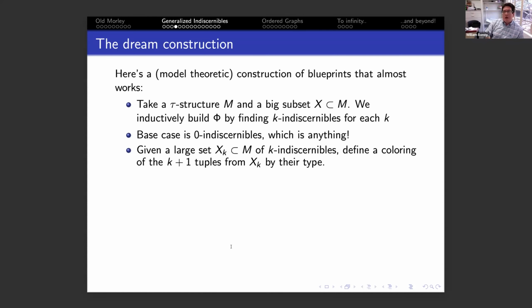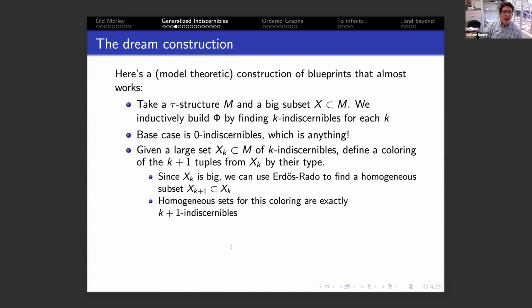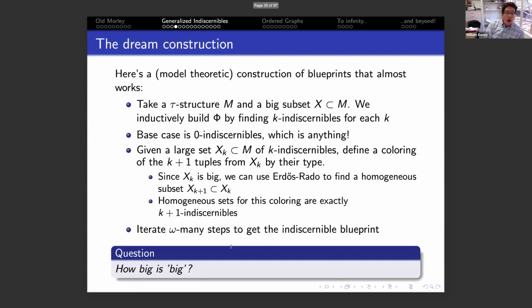Okay, great. So you take X_k, some large set of k indiscernibles, for the induction step. We want to use the Erdős-Rado theorem, so we're going to use a coloring. We color the k plus 1 tuples of X_k by their type. If they have the same color, they have the same type, and they satisfy all the same formulas. I should say here, their type when they're listed in increasing order, so not k plus 1 tuples, but k plus 1 size subsets. X_k is big, so we can use the Erdős-Rado theorem to find a homogeneous subset for this coloring, and these homogeneous subsets are exactly k plus 1 indiscernibles. Iterate omega many times, and we're golden.